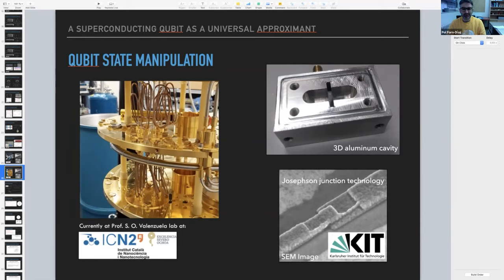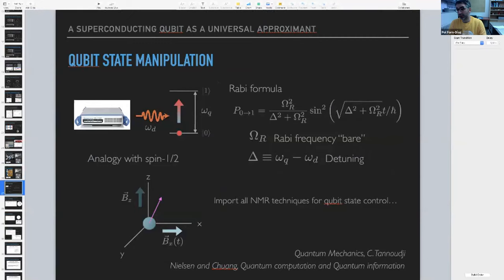So we put this device into this cryostat, we activated the cryostat, and then we can start doing measurements. So how do you control the qubit state? Essentially, if you know the physics of two-level systems, from atomic physics, then that's all you need to know. Because if you apply energies which are in the neighborhood of the qubit energy splitting, then you will be able to interact with the qubit.